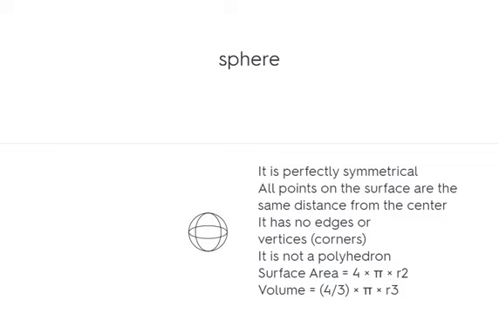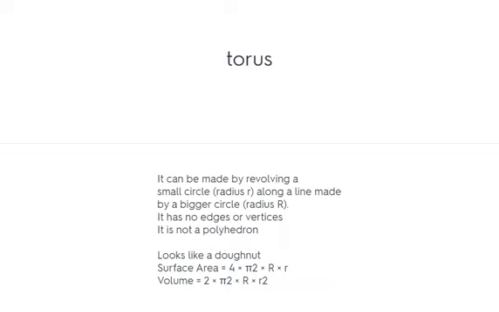Torus: it can be made by revolving a small circle along a line made by a bigger circle. It has no edges or vertices. It is not a polyhedron. It looks like a donut. Surface area equals 4π²Rr, volume equals 2π²Rr².